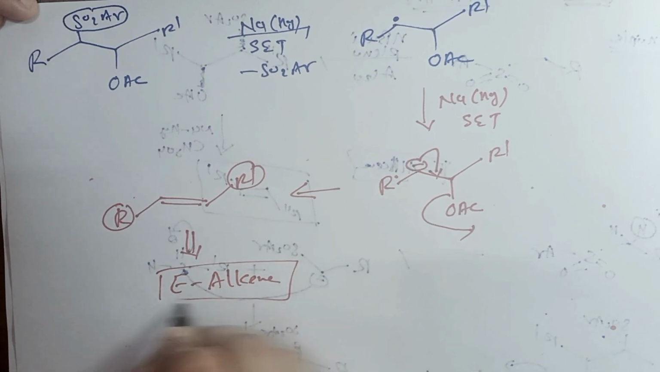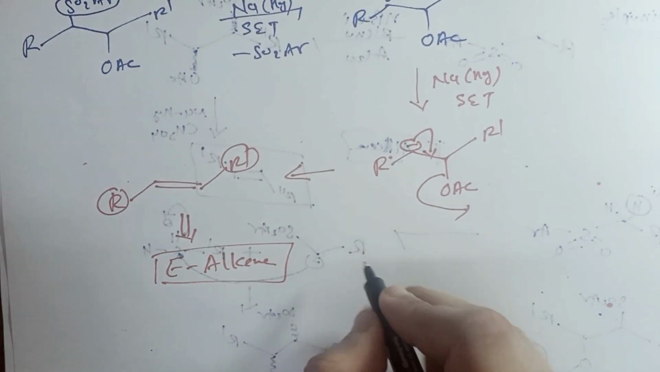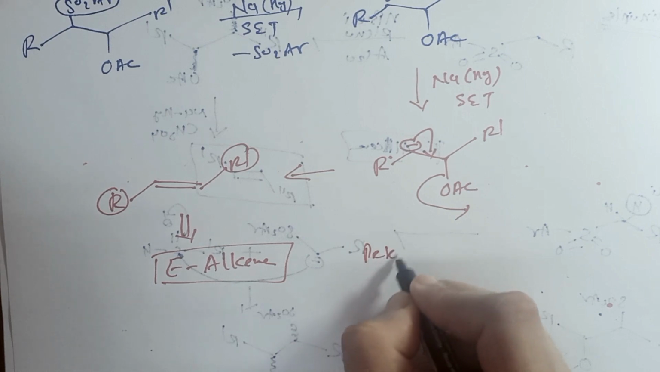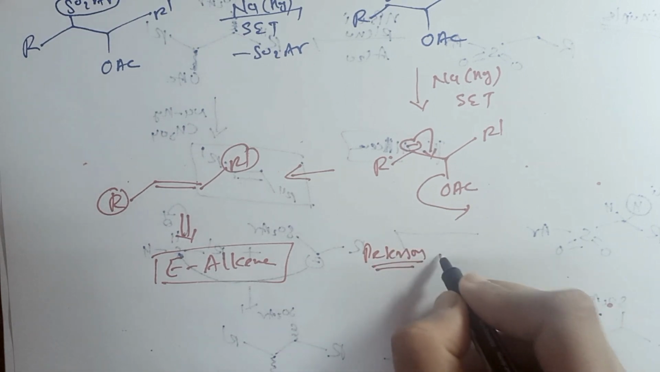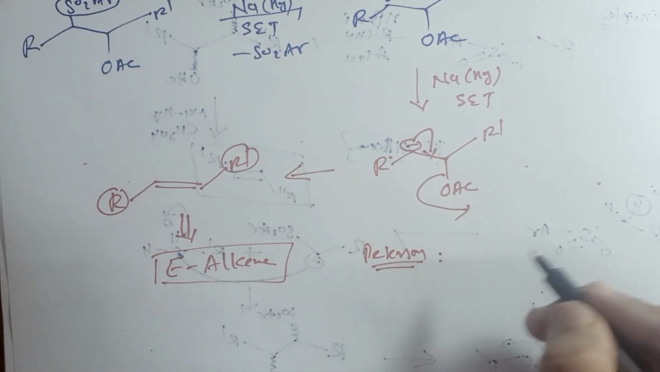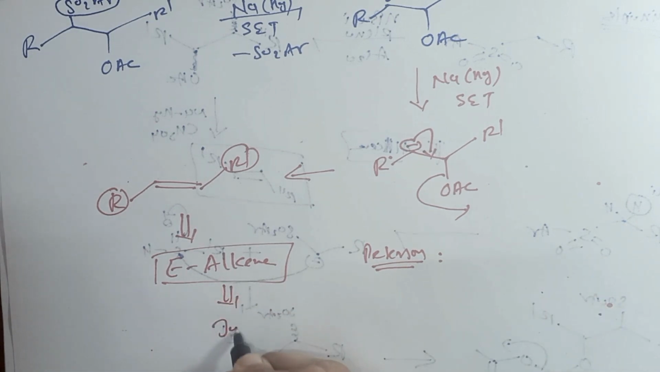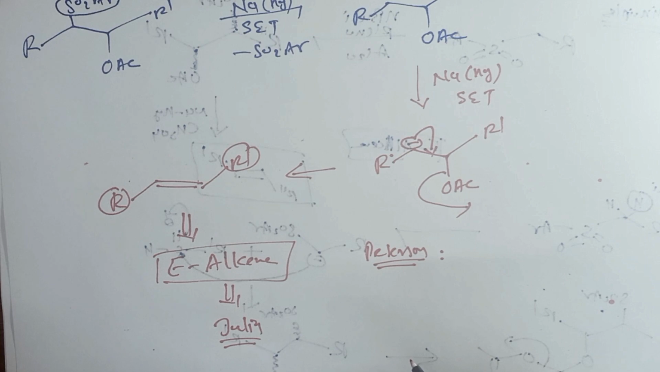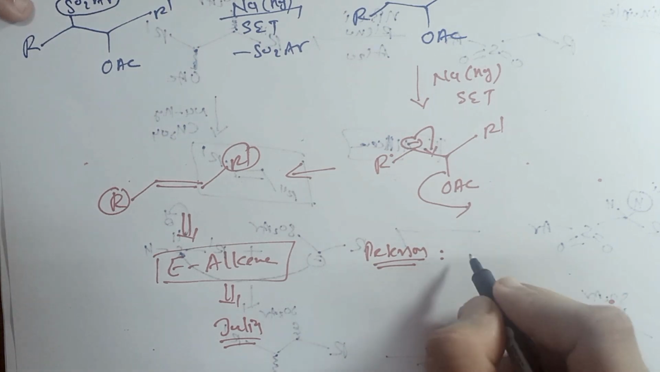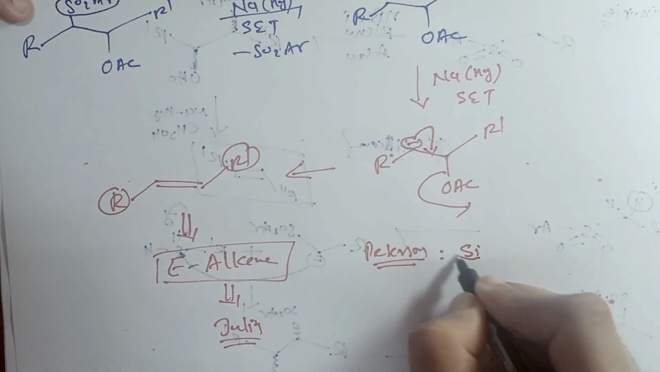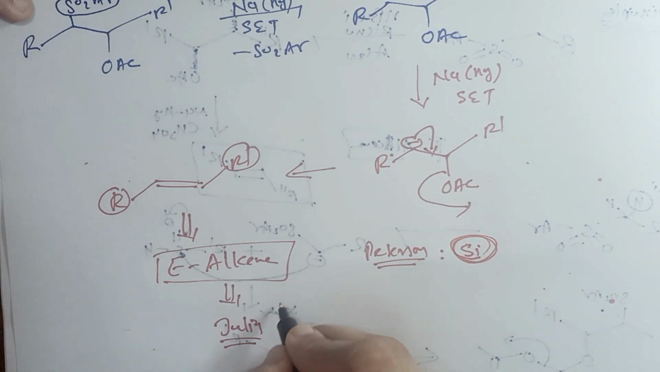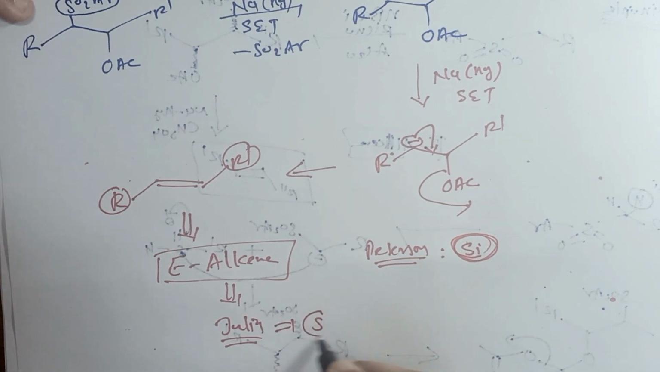Okay, so you have to remember that in Peterson olefination reaction you can produce a cis or trans alkene, but in the Julia olefination reaction you will always get the E-alkene. In Peterson olefination reaction we are reacting with a silicon derivative. In Julia olefination reaction we are reacting with a sulfur derivative. Okay, in a similar way you can produce an olefin.